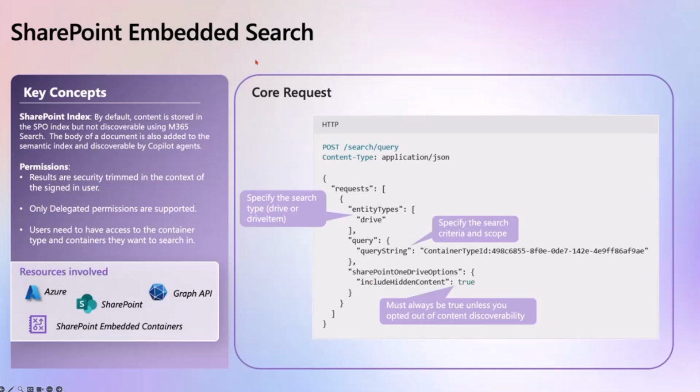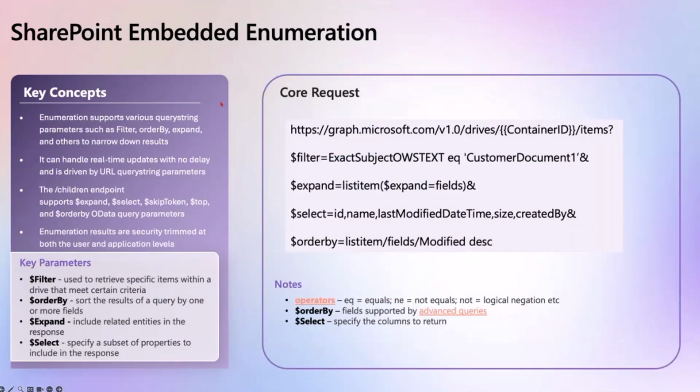So from a search perspective, these are the typical API requests that you're going to do to get search results back. A little different on the enumeration side. So remember, enumeration is focused on those query string parameters. Again, we need to specify what is that container that we're focused on. What is the filter criteria?